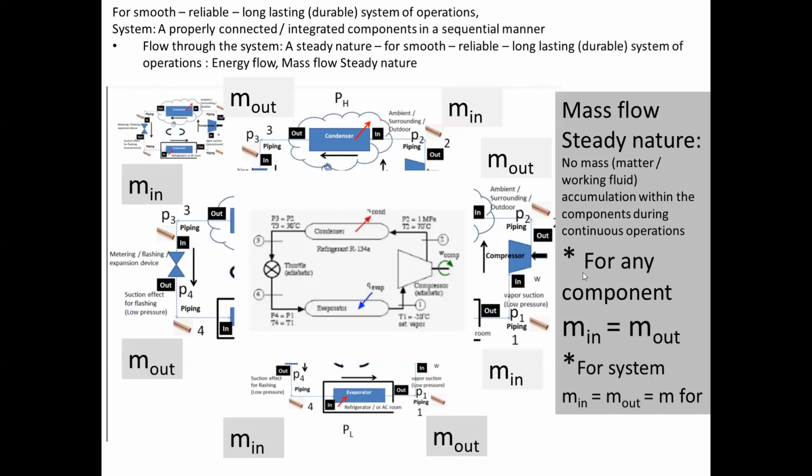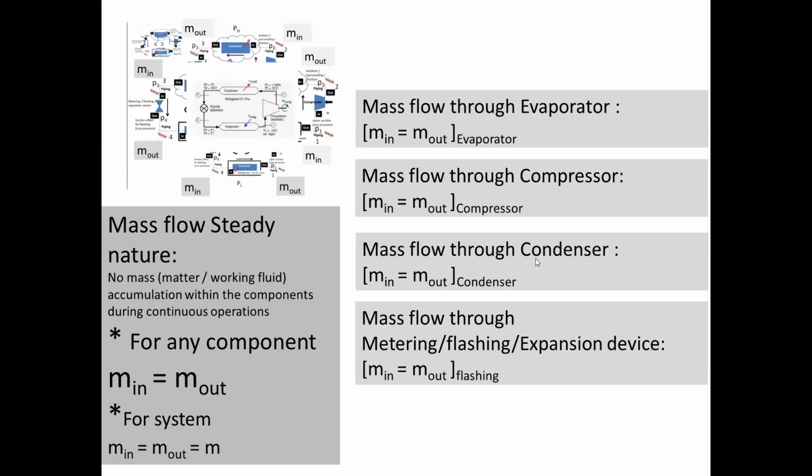So through any component, M in is M out equals M. The same thing I wrote here for this system. Mass flow through evaporator, M in equals M out for evaporator. Mass flow through condenser, M in equals M out. Okay, compression, this one. Mass flow through compression. Mass flow through condenser, a similar mass balance. So expansion or flashing device, a similar mass balance.